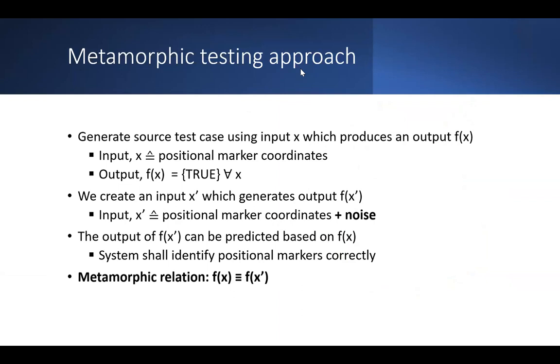In the metamorphic testing approach, we generate a source test case based on the input that we received from our industrial partner as a data log. This input is a positive test case containing only the actual positional marker coordinates, so the system would generate an output of true for all the input records in the log. In our approach, we create an input comprising the actual markers and noise, which are generated in a semi-random way as an invalid input to the system. So we are trying to fuzz the system for negative testing. For the input that we created, we expect that the system shall identify the positional markers correctly. The metamorphic relation that is formulated is that the output of the first execution and the next execution should be identical.